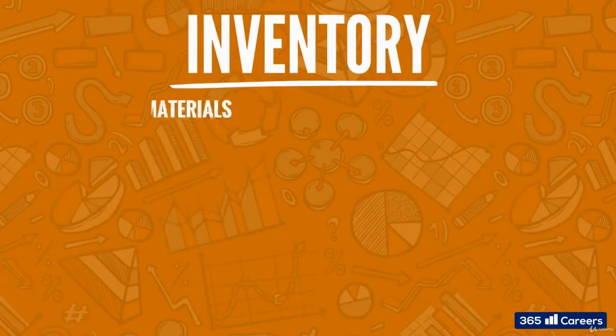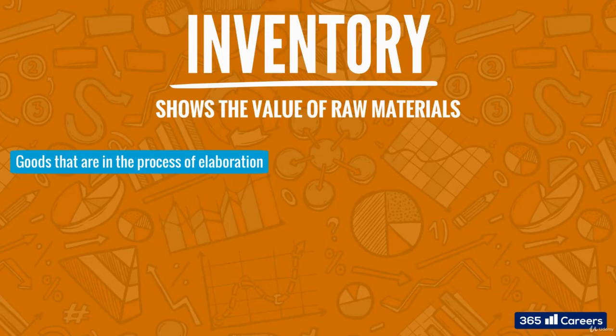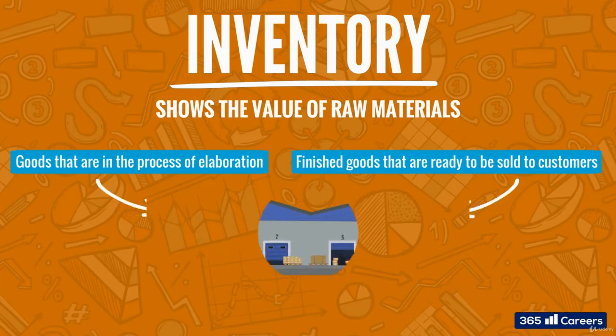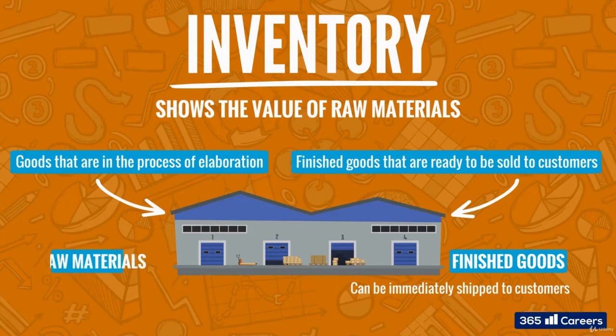Inventory is the account that shows the value of raw materials, goods that are in the process of elaboration, and finished goods that are ready to be sold to customers. The company has all of these goods in its warehouse. Finished goods are products that can be immediately shipped to customers, while raw materials and work-in-progress goods require additional processing.